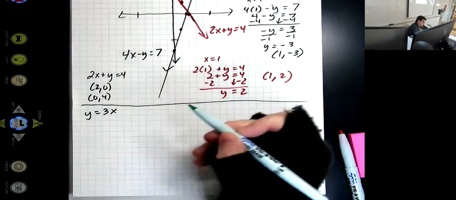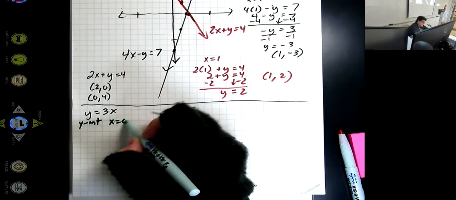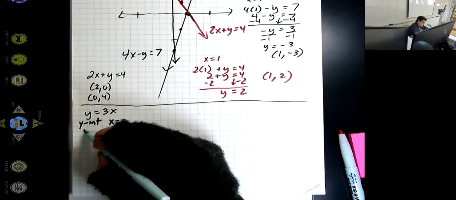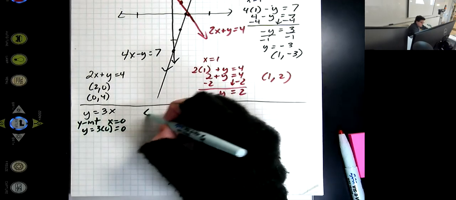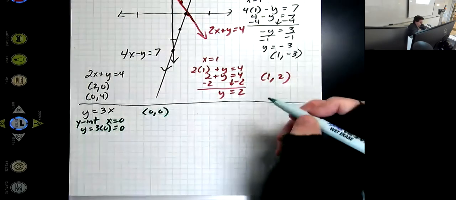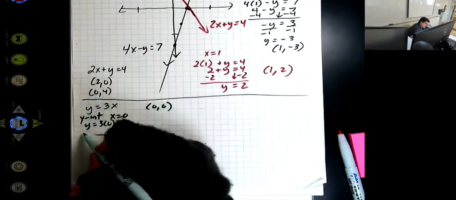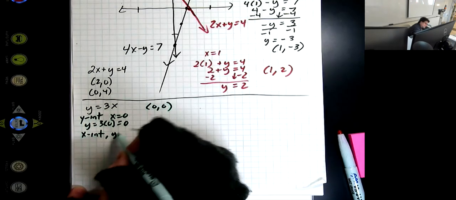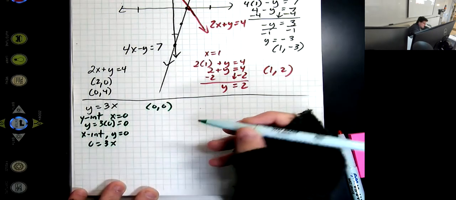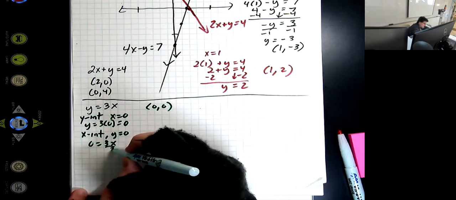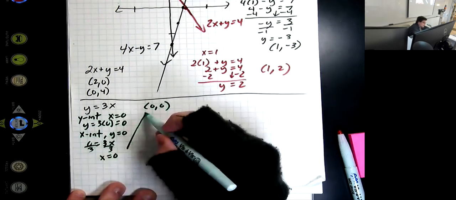It's actually pretty good. So if we want the y-intercept, x equals 0. And if I plug that in, I get y equals 3 times 0, which is just 0. So one point is (0, 0). And if I want the x-intercept, y equals 0. So if I plug that in, I get 0 equals 3x. And I divide by 3 and I get 0 again. I get (0, 0) again. I get the point I already had.